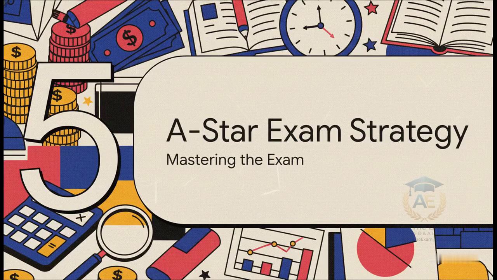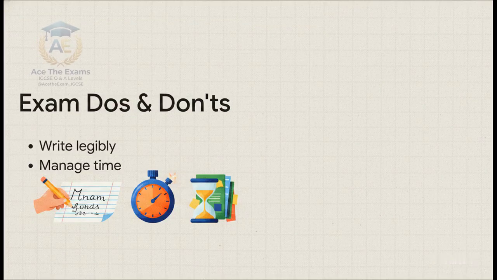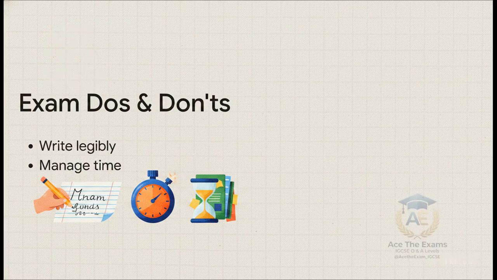Section 5. The A-star exam strategy. Here at the examiner's desk, I'm going to give you my specific strategies for dominating the toughest parts of this exam. All right, let's go through some critical do's and don'ts. First, poor handwriting and terrible time management on those complex paper 2 questions are unforced errors you must avoid. Allocate your time strictly based on the question weightage.